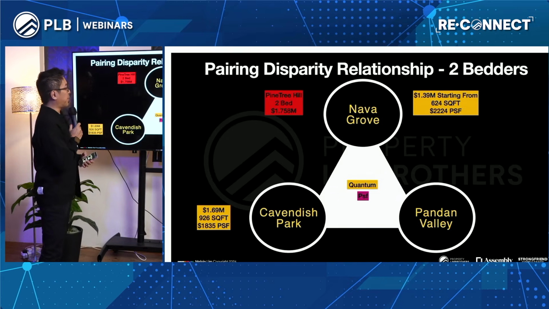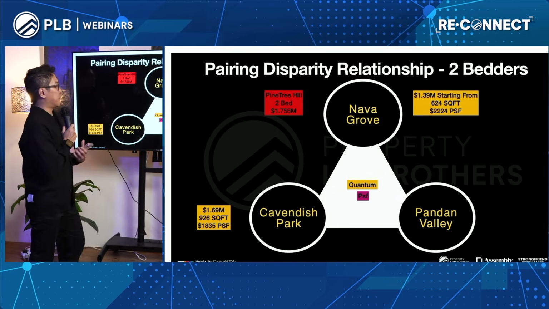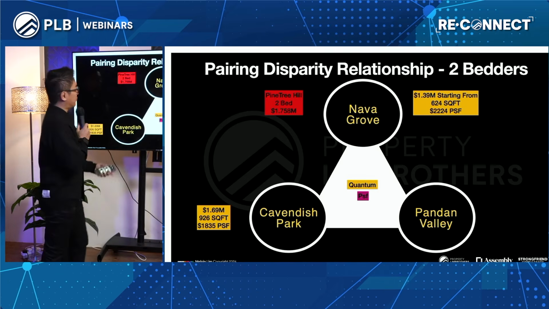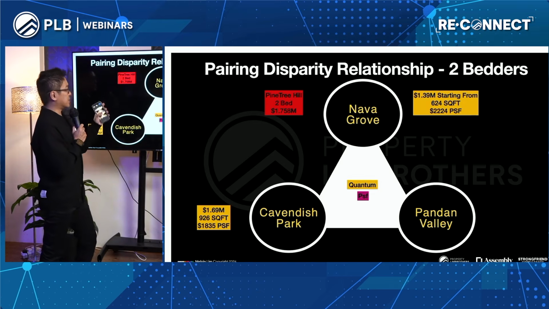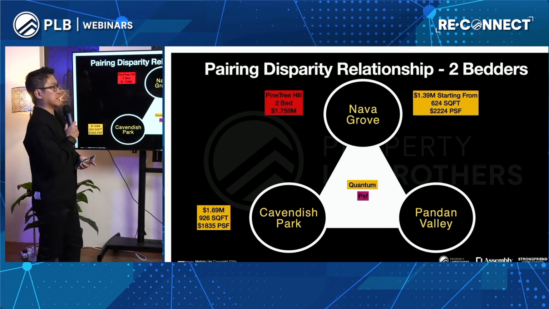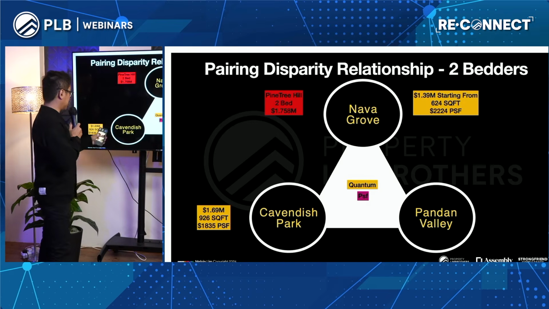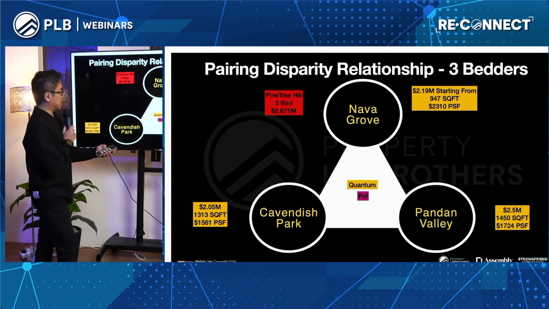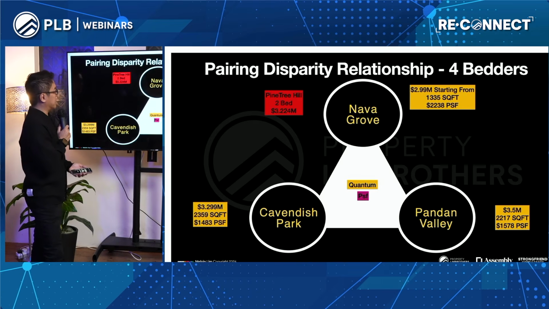All right, so we compare in terms of the pricing disparity for the two bedrooms itself. Pine Tree Hill at 1.75 million. Nama Grove is at 1.39 million. So does it mean that Nama Grove is a better buy in terms of per square feet, in terms of quantum play as well, right? And of course, there are all the other different projects. And for the three-bedder, for example, and also the four-bedder, as example.